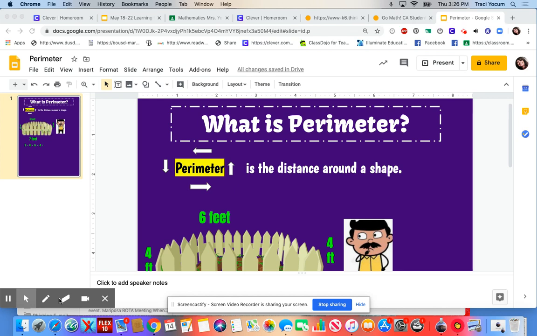So, our first question is, well, what is perimeter? Perimeter is the distance around a shape. And I have a yellow rectangle with the word perimeter in there to highlight it. If I wanted to know the distance around this yellow rectangle, I would be measuring the outside of the rectangle.